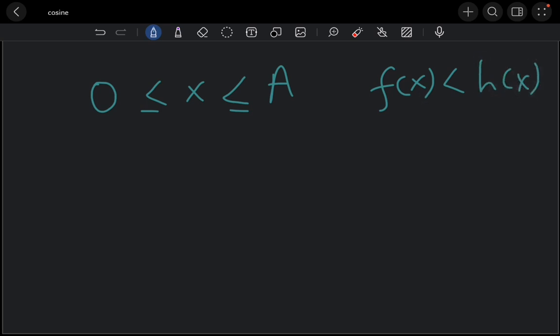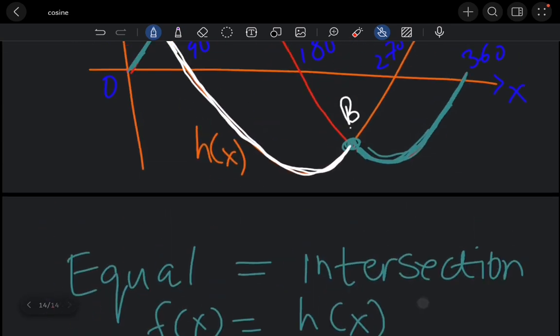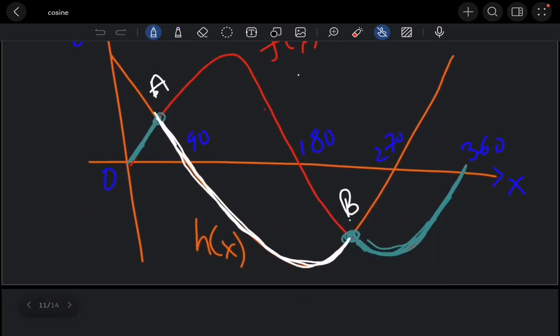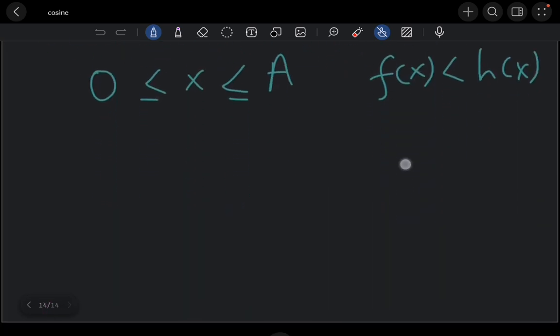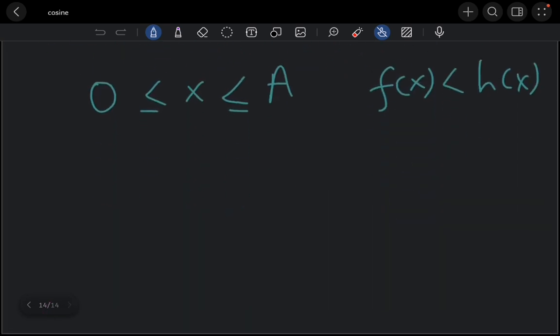Okay, and also we have another point. We have 2 points. We know that from b up to 360, or from b upwards, f of x is less than h of x. So we're going to say x is greater than b. We know that f of x is also less than h of x.